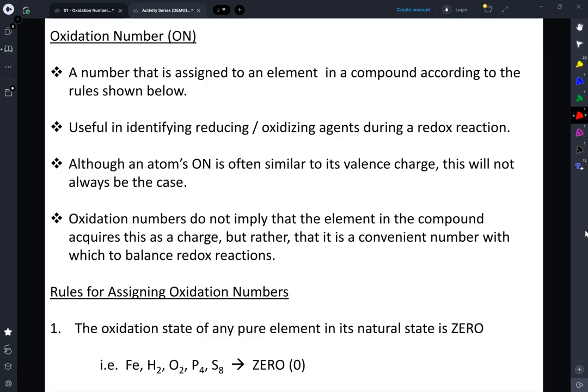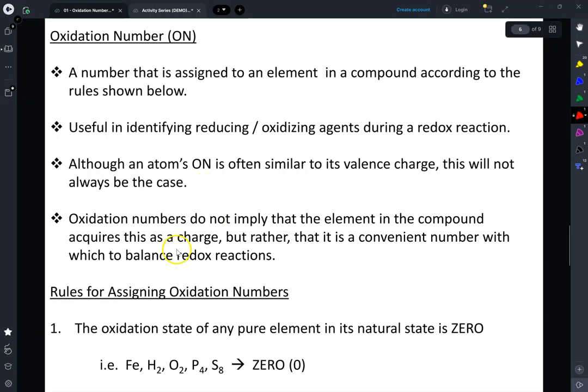As such, lithium is a stronger reducing agent than aluminum. Now, when it comes to redox reactions, it is important for us to keep track of the movement of electrons. Where are they coming from and where are they going to? To help us with this task, we use oxidation numbers. These are numbers that are assigned to an element in a compound according to the rules shown below. By following these rules, we can more easily identify who is the reducing agent and who is the oxidizing agent in a redox reaction. Now, be aware, although an atom's oxidation number is often similar to its valence charge, this will not always be the case.